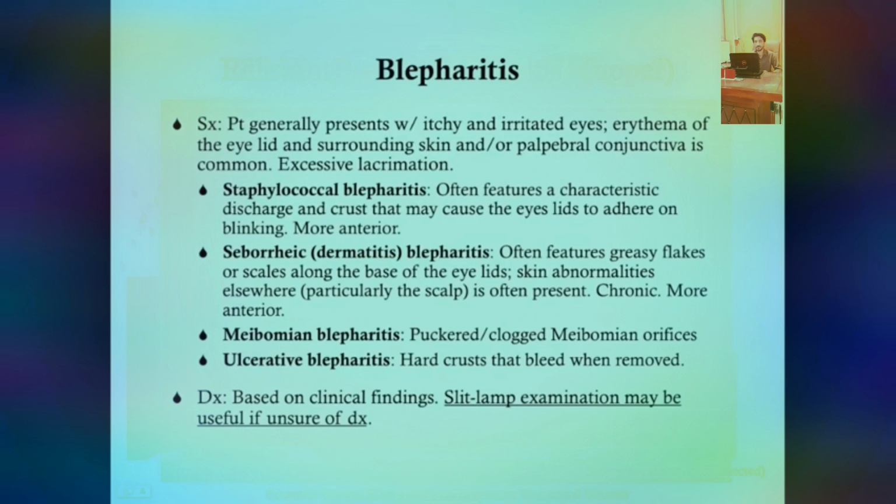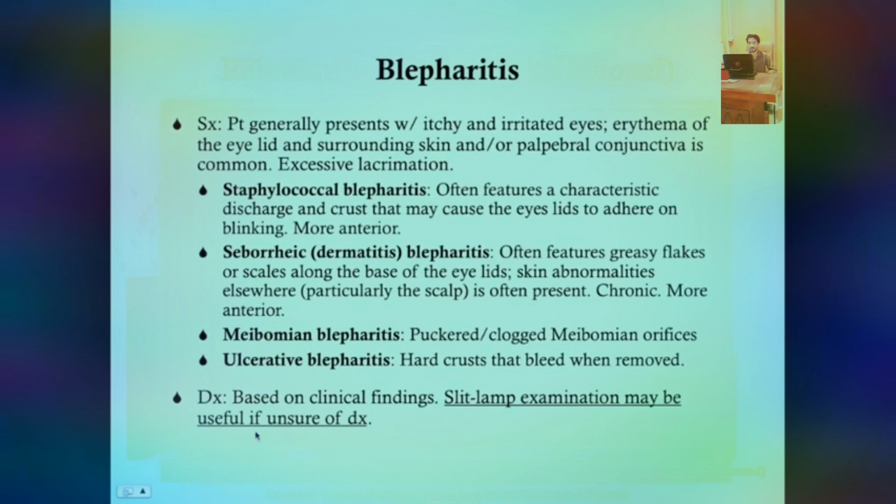And this also is more on the anterior side. The meibomian blepharitis, this is due to meibomian dysfunction, and a lot of times what you'll see with this, if you look really closely, is puckered or clogged meibomian orifices, and I'll show you a picture of that. This is more on the posterior, the inner part of the eyelid. Ulcerative blepharitis is usually due to the infectious causes, so staph, varicella zoster, and this is characterized by hard crusts that bleed when they're removed.